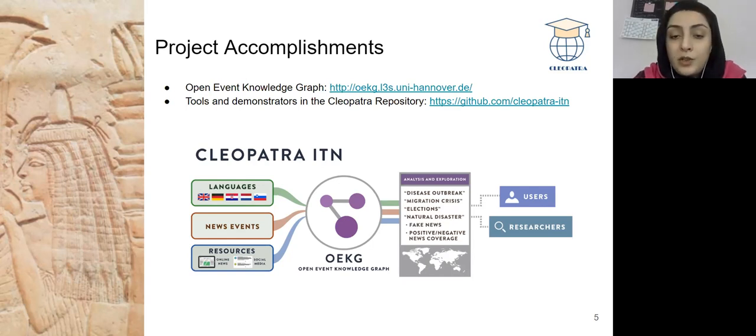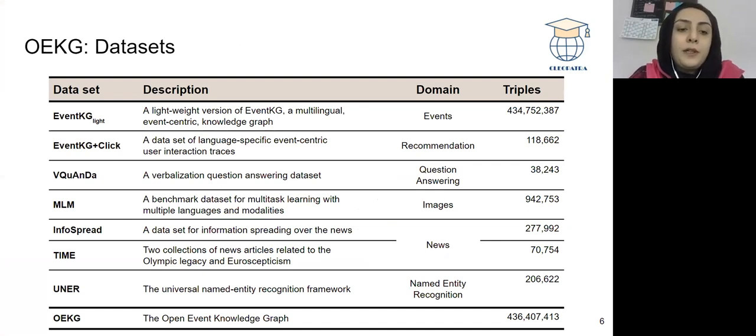Now, let's talk about OEKG in a bit more detail. Here in this table, we have different data sets in OEKG, which are mostly developed during this project. Since we are pushed for time, I'm going to talk only about one of the data sets. EventKG plus click, the second data set, is a multilingual user interaction data set, which could be used for recommendation. And now I'd like to draw your attention to the domain column of this table, which shows that OEKG supports different types of information, such as images and text, as well as various applications like question answering, recommendation, and named entity recognition. I should mention that the core idea behind these different data sets, which enables it to get results to complex queries.